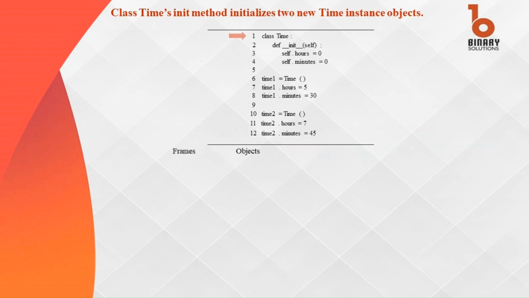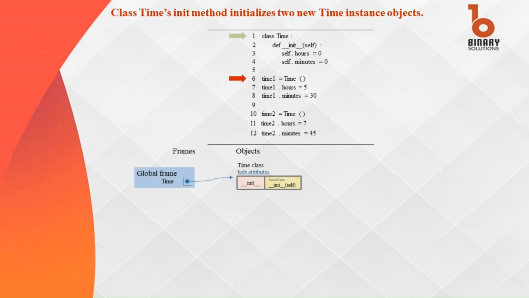The given program illustrates how the init method in the time class initializes instance objects, setting default values for their attributes. The program begins by defining the time class with an init method that initializes two attributes, hours and minutes, both set to 0 by default. When an object of the time class is created, these attributes are automatically assigned these initial values.